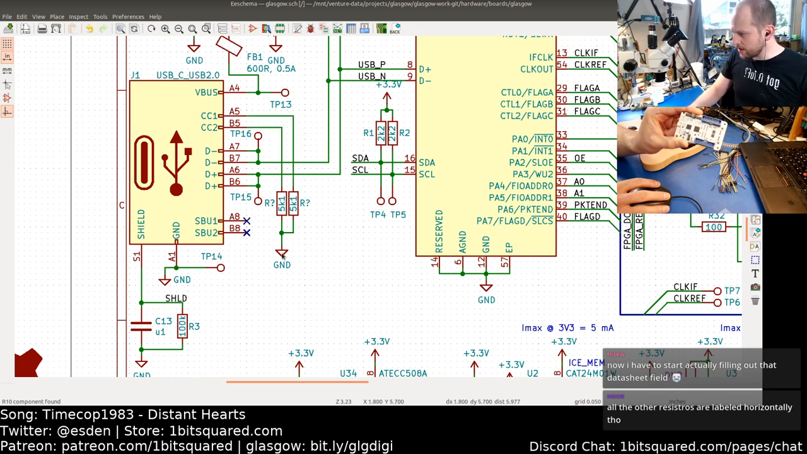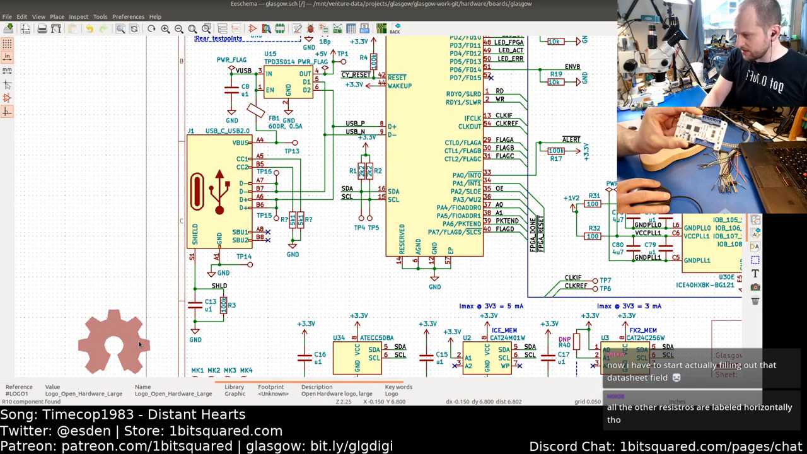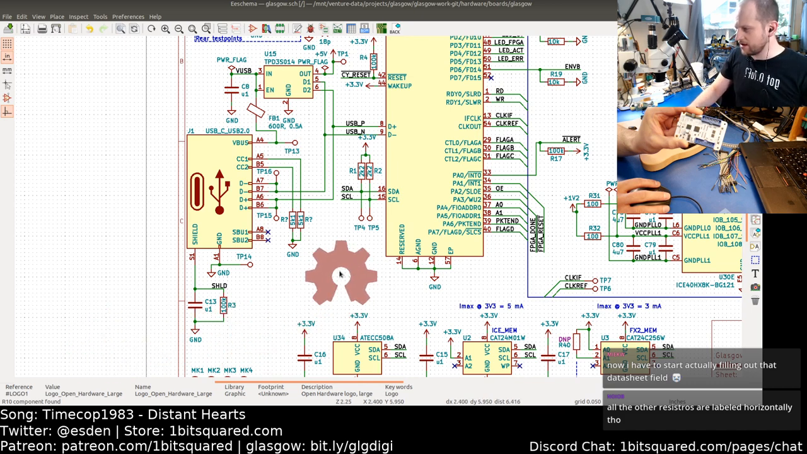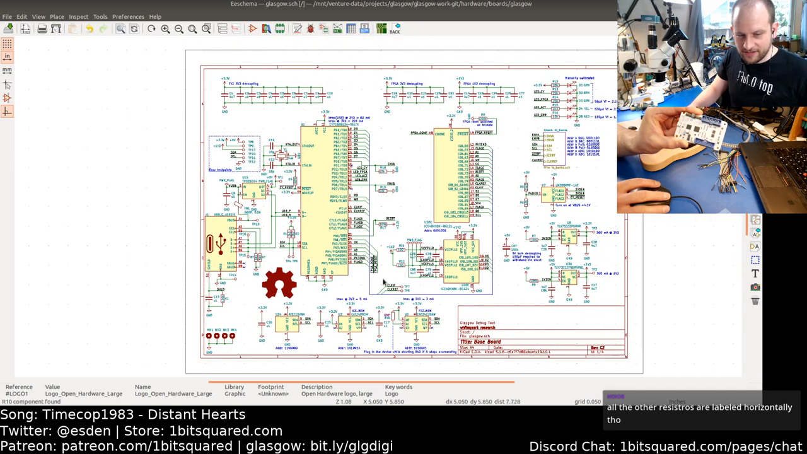And I think what we can also do is put this in here. Now let's see if this will fit. Woo, it fits! Very good. We got it. We got it on this schematic. Success.